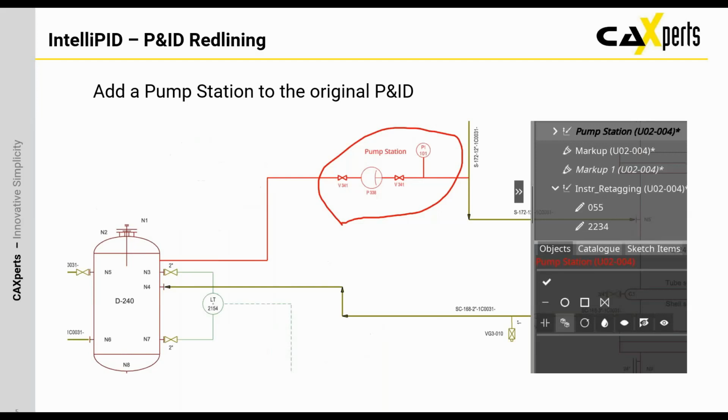Another use case that is quite important is the possibility to create redlining on top of the PIDs. So in this little example, we have added a new pipe run. We have placed components on the pipe run. They also have their own properties that can be displayed via labels and attribute values. And from the original graphic, it is also possible to hide objects so that the sketch will only represent what the user wants to see.